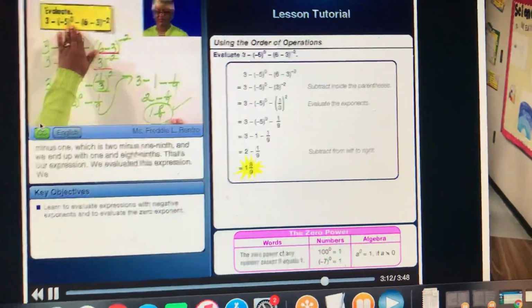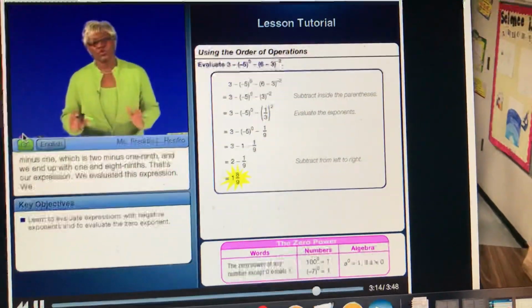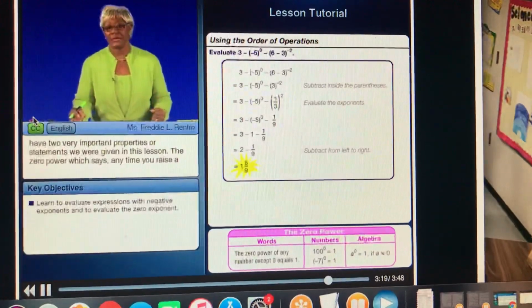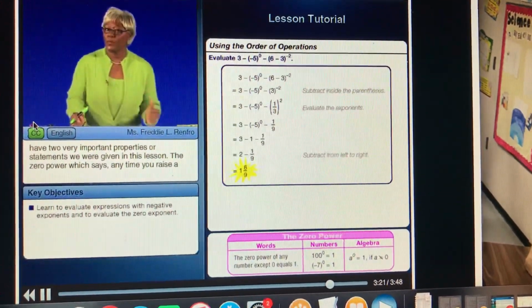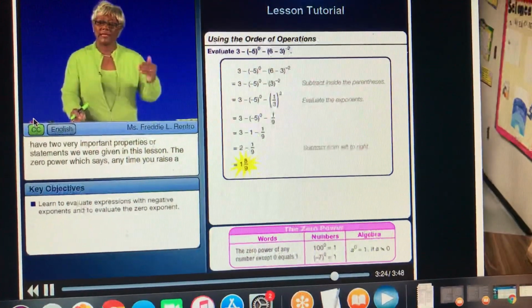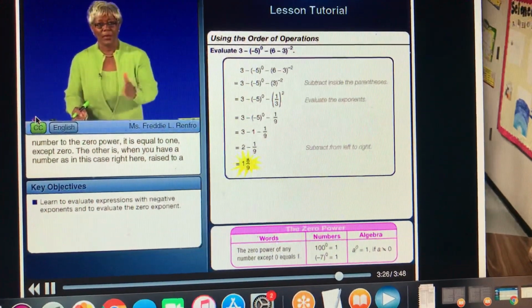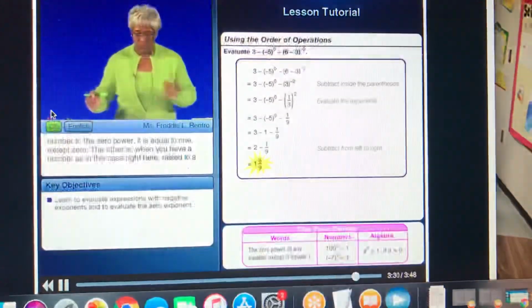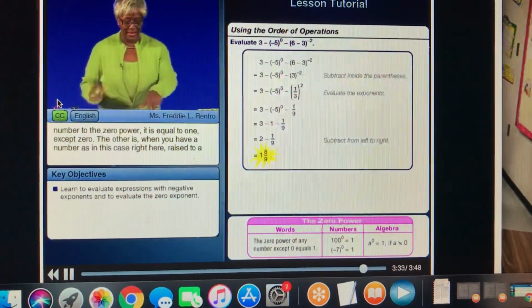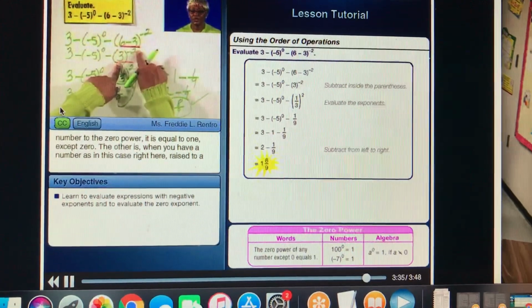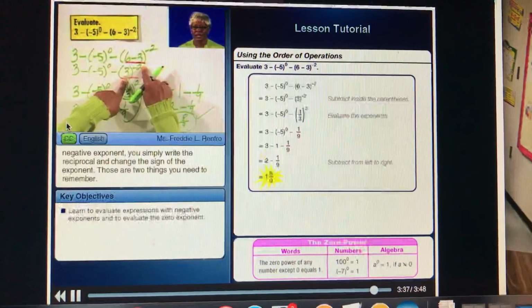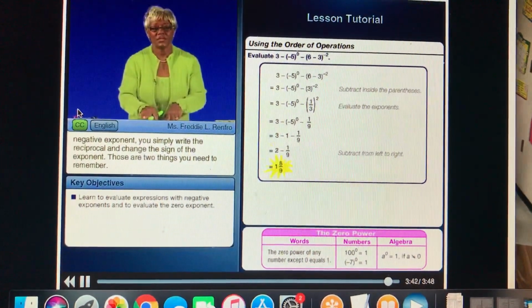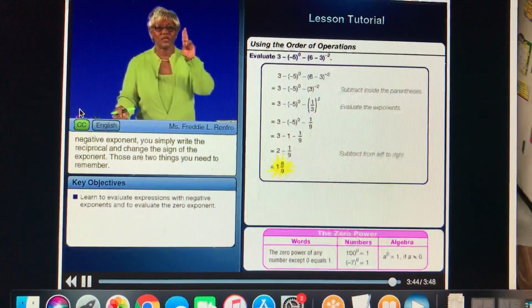We've evaluated this expression. We've had two very important properties or statements that we were given in this lesson. The 0 power, which says anytime you raise a number to the 0 power, it's equal to 1 except 0. And the other is that when you have a number, like in this case right here, raised to a negative exponent, you simply write the reciprocal and change the sign of the exponent. Those are two things you need to remember.